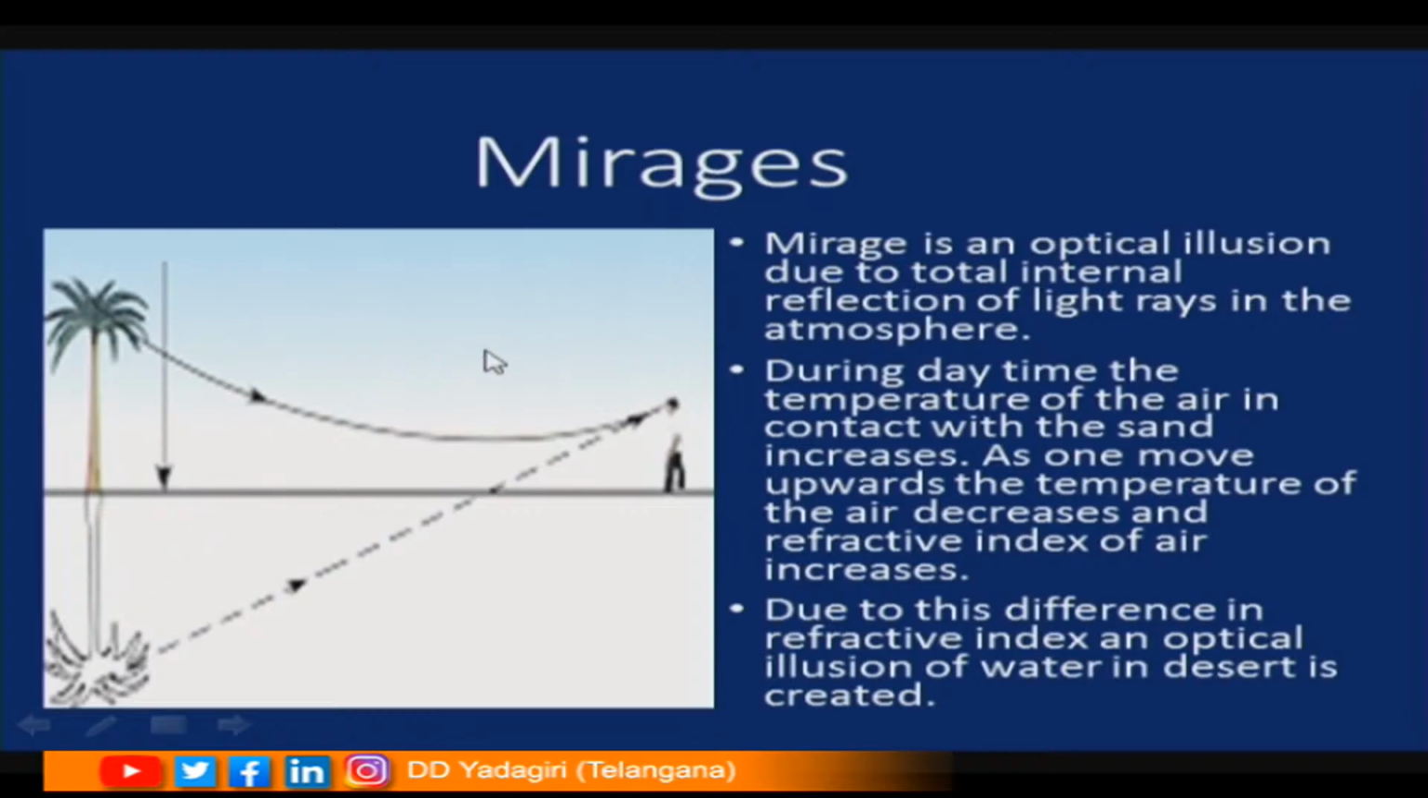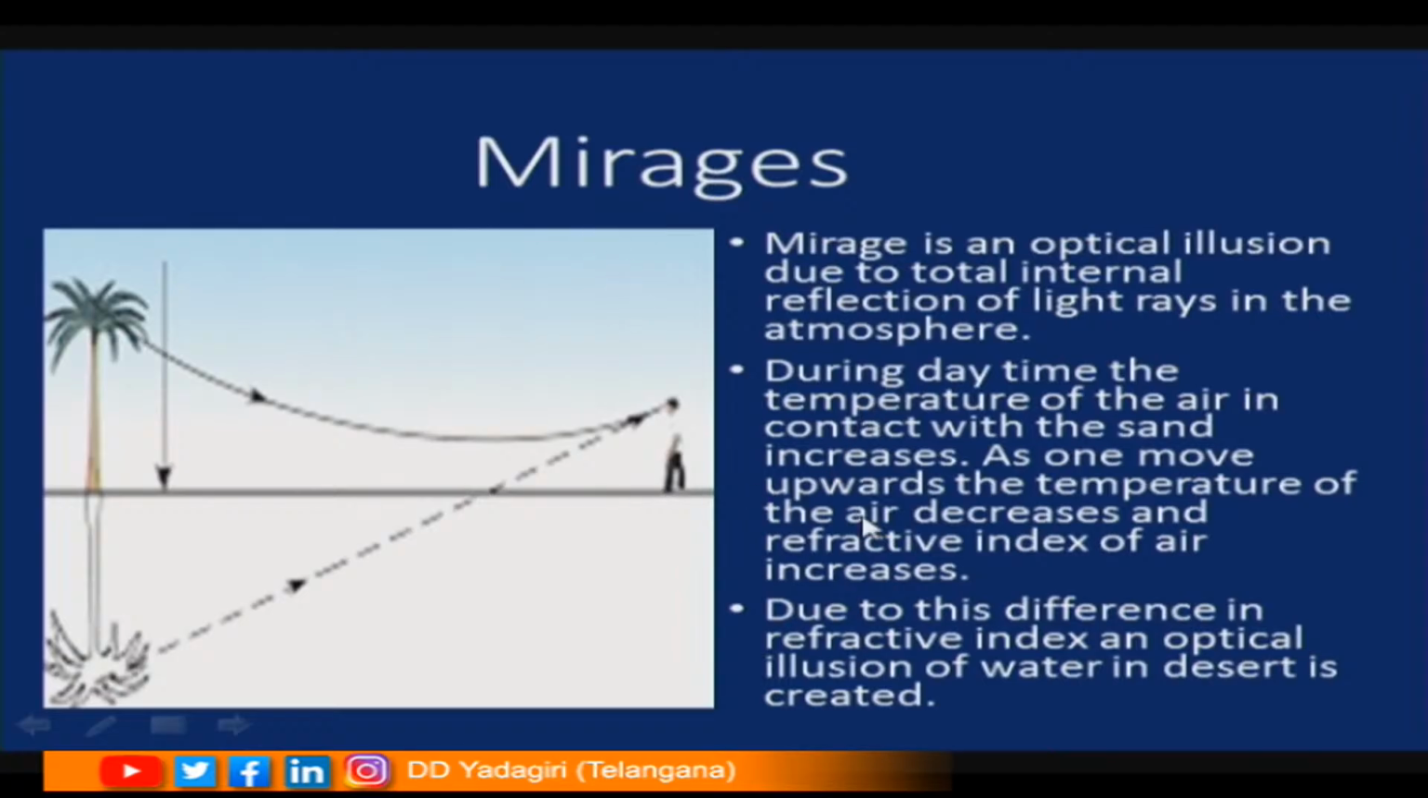Mirage is an optical illusion due to total internal reflection of light rays in the atmosphere. So, we see total internal reflection not only between light rays coming from water to air, it is also taking place in our atmosphere. This atmospheric total internal reflection leads to mirages.